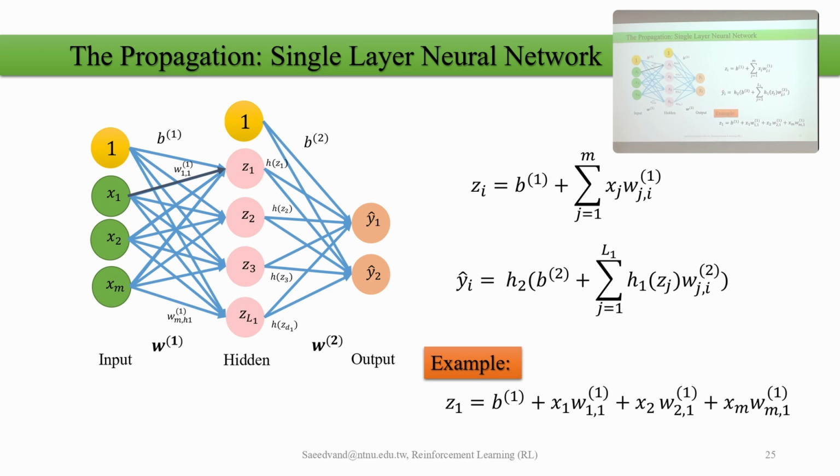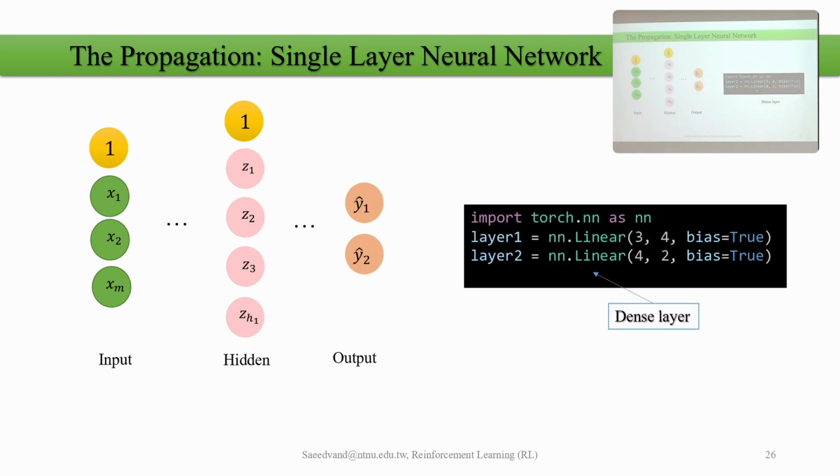So here I've demonstrated one example. Z1 is equal to, for example, B1 added to X1W1, X2W2, and XMWM, which represents one of the lines of calculation for Z1 over there. Z1 comes from X1, X2, and XM. The sum of all of these goes into the calculation of Z1, added to the bias.